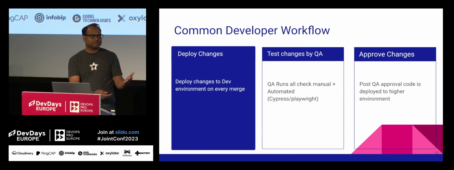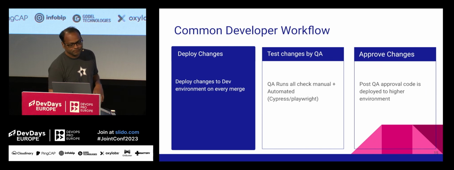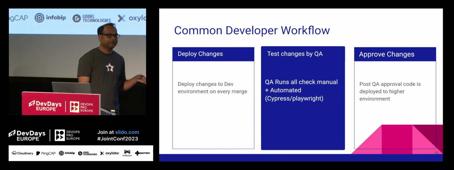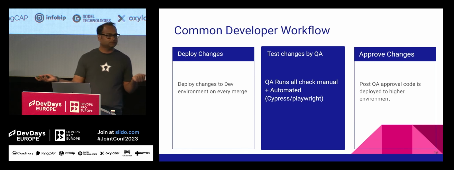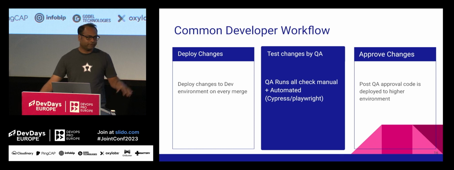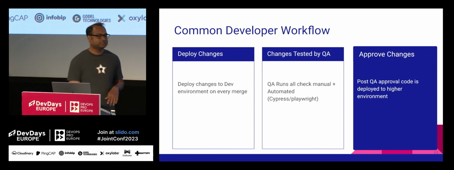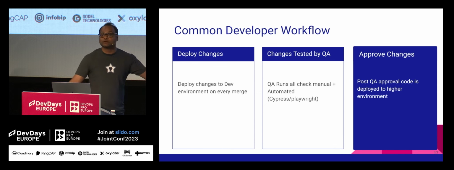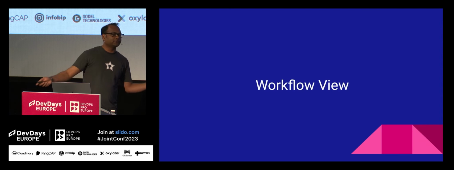So the first environment is, of course, most of the time the development environment, right? So you deploy your changes, then your changes are tested by QA. It can be automated or it can be manual, right? So whatever ways. And they, let's say, approve your changes, then say, hey, everything looks good. Let's go live.